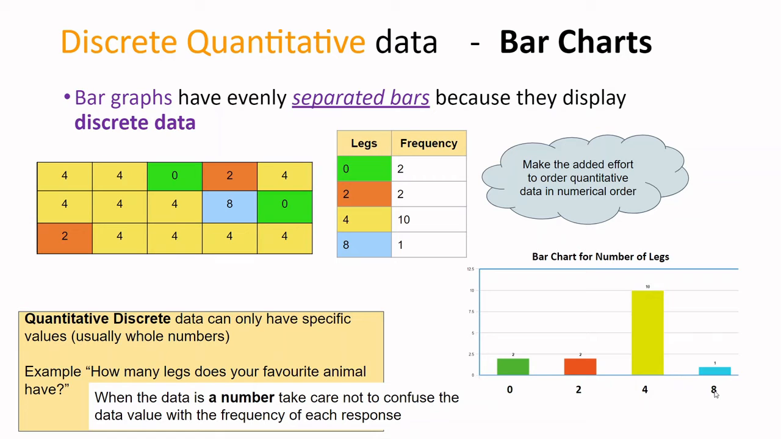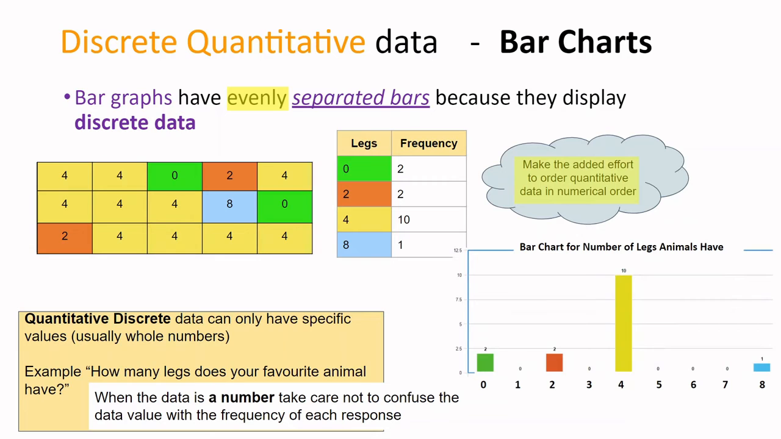The order is important this time. I've ordered my bars from smallest to biggest. I could have drawn this in another way. Notice that there were no animals with 1 leg, 3 leg, 5, 6, or 7 legs. I could have drawn bars for those ones and still kept things evenly spaced, but it's not necessary.